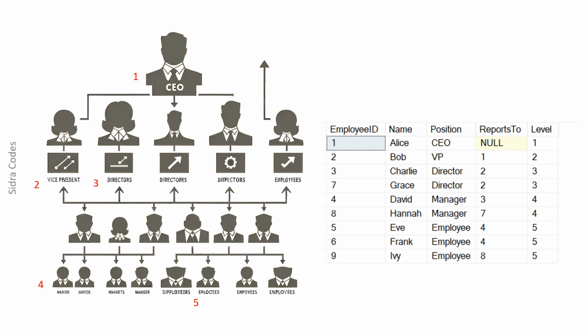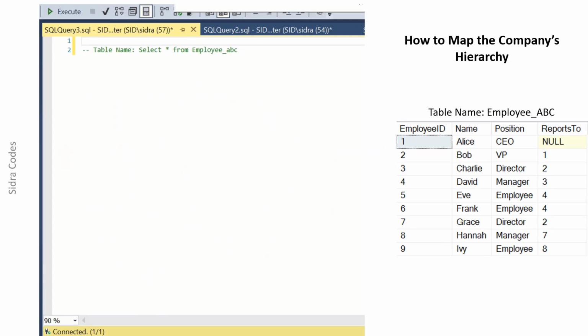Alright guys, before we start, I would like to mention that I have already provided the insert table and record scripts in the description of this YouTube video, so you can practice along with me. I'm using SQL Server Management Studio, just for your information. So let's get started. To map the company's hierarchy and assign a level to each position in the company, I can use a recursive common table expression.